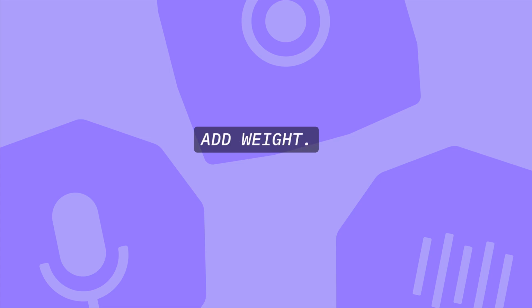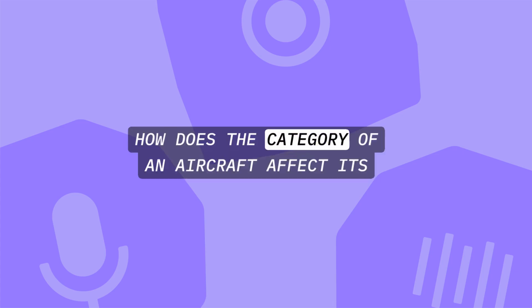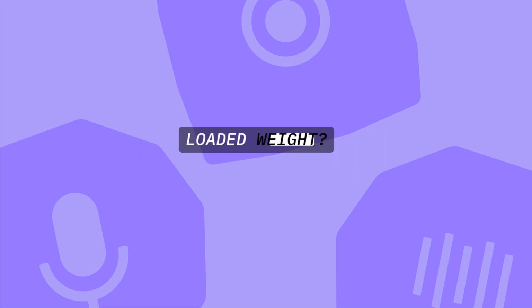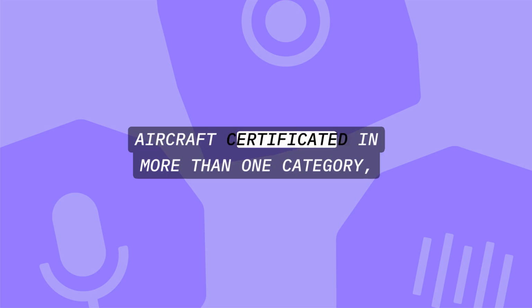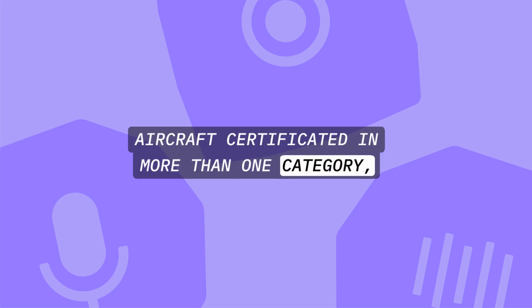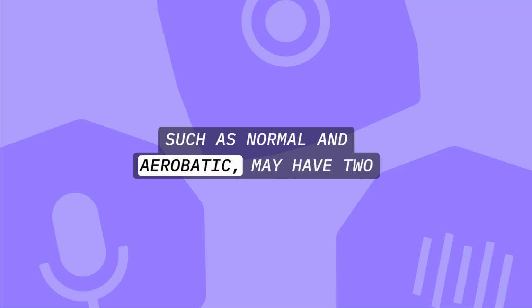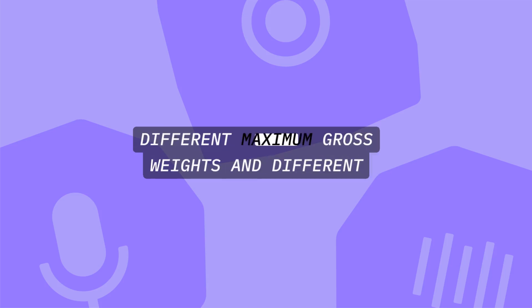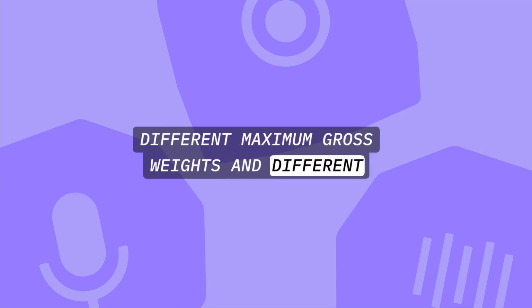Add weight. How does the category of an aircraft affect its loaded weight? Aircraft certificated in more than one category, such as normal and aerobatic, may have two different maximum gross weights and different useful loads.